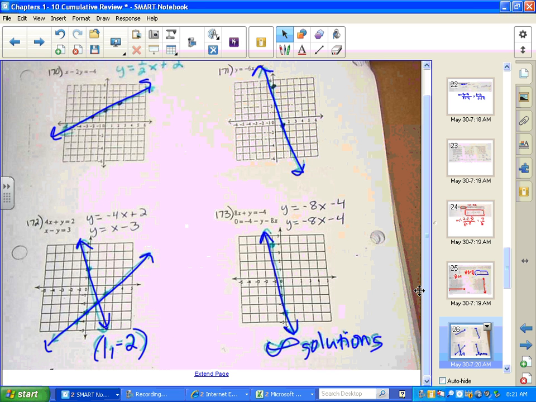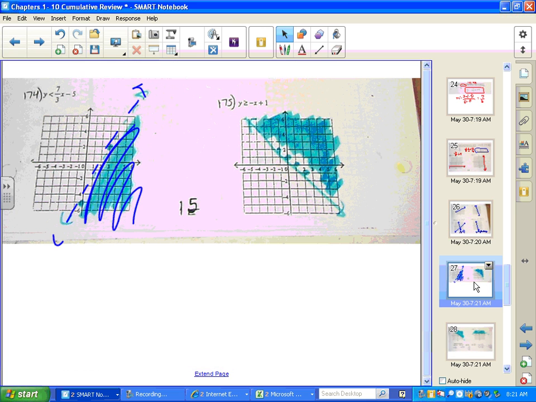Okay, 174 and 175, did you guys color? Okay, 174 is a dashed line, color below. 175 is a solid line, color above.